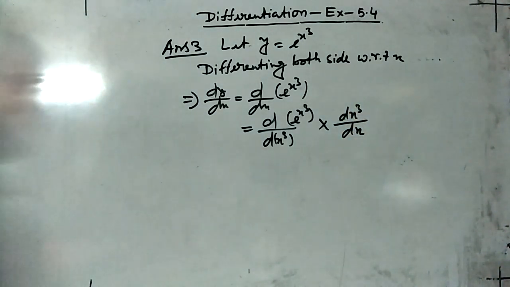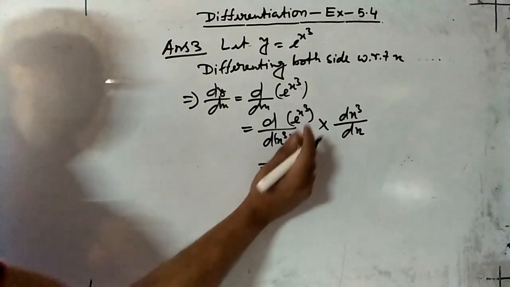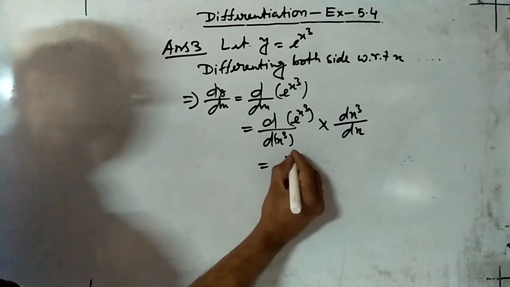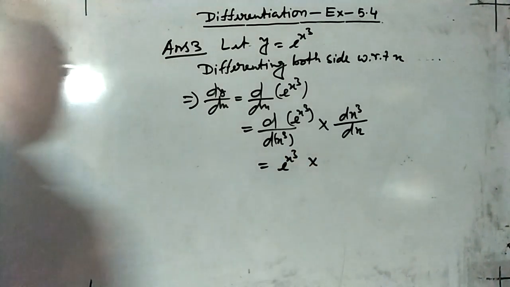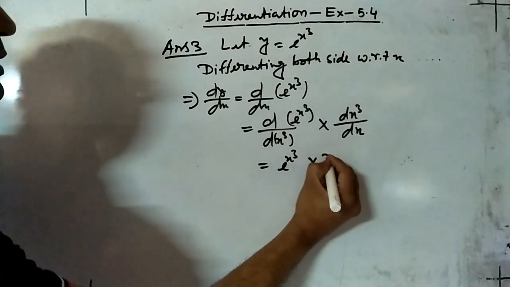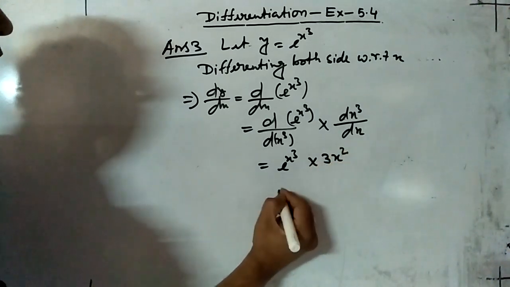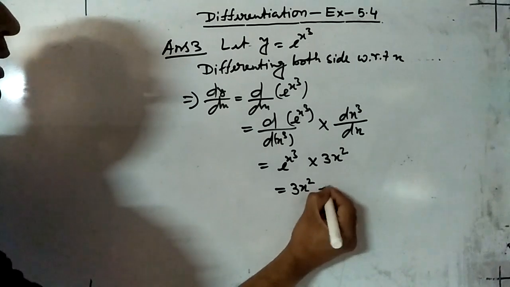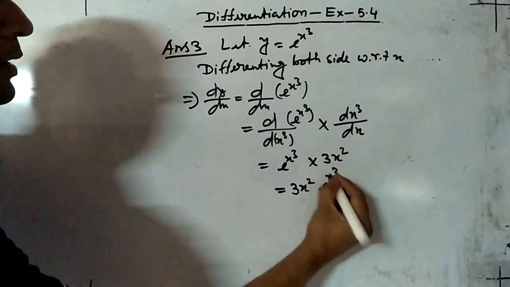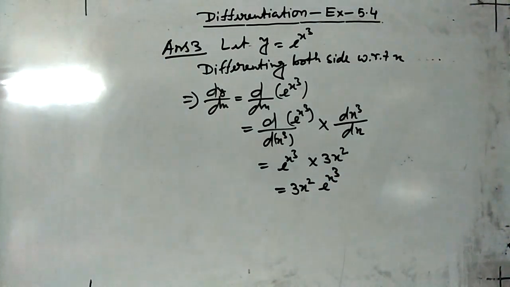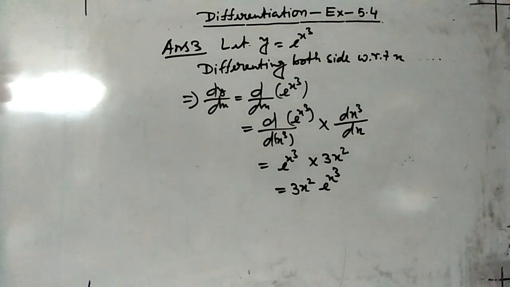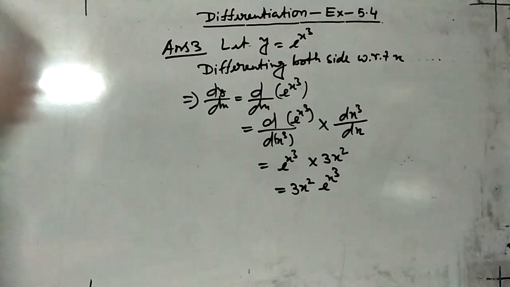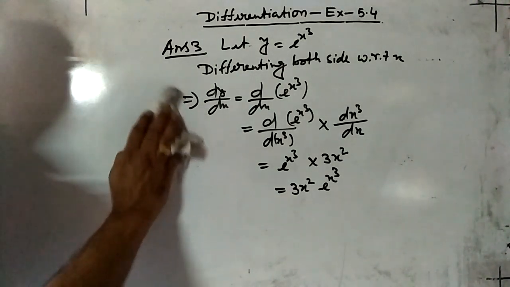We have to make a chain. Now e to the power x cube with respect to x cube will be e to the power x cube, into derivative of x cube, which is 3x square. So finally we are getting 3x square e to the power x cube. This is our answer. One more question of this exercise I'll do. The rest of the questions I'll give as assignment. Now question number 8.